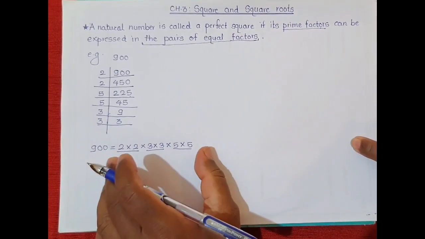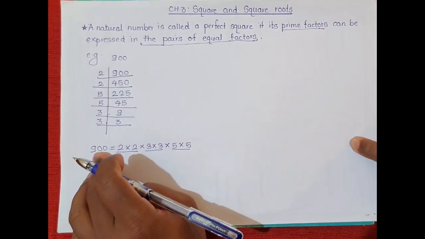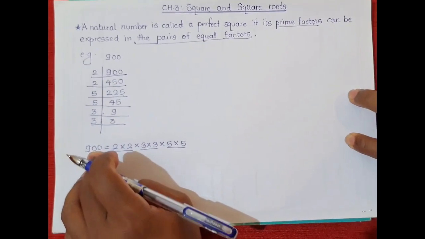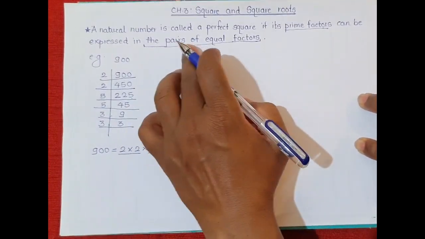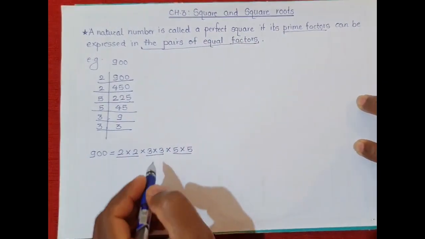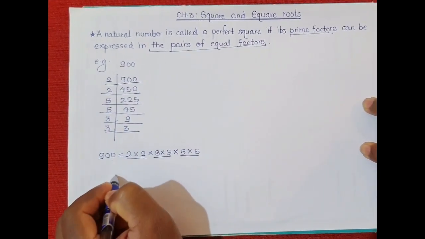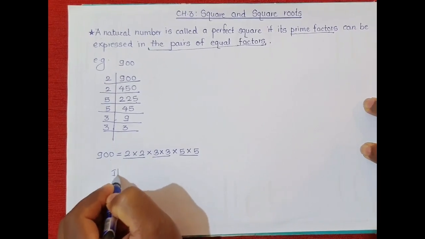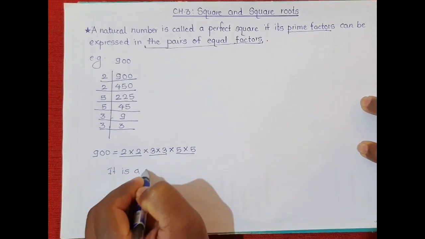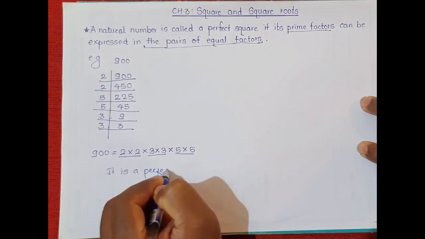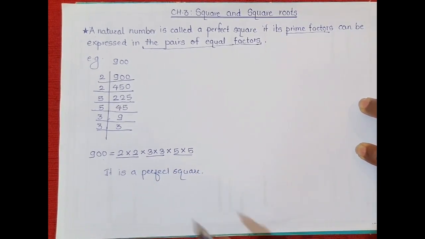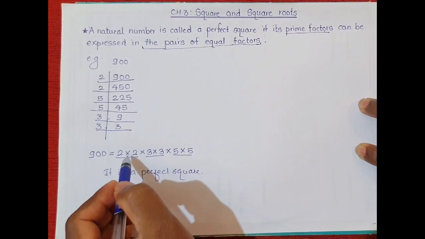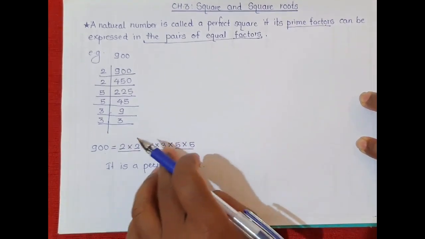So we have observed that 900 can be expressed as pairs of equal prime factors. That's why 900 is a perfect square. So it is a perfect square, we can say. Okay, it is a perfect square. Understood? Because it is expressed as pairs of equal prime factors.